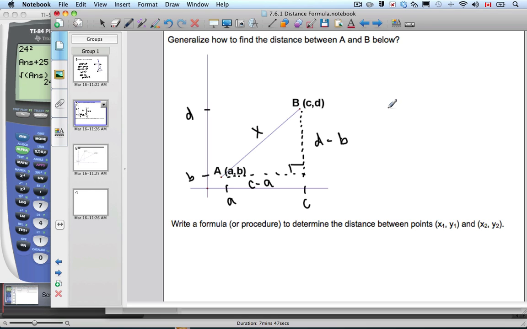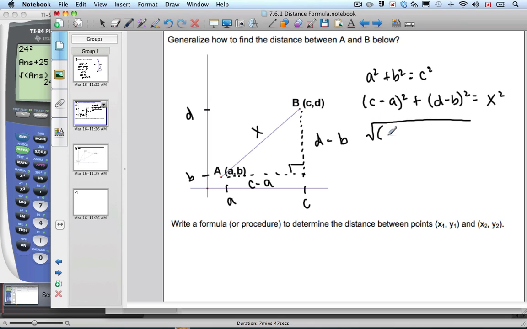If we want to find X squared, we just square our D's and B's. Let's see if this gets us anywhere. A squared, I'll call that the bottom leg here, plus B squared, which is D minus B, squared, equals, instead of C, X squared. And so X is just the square root of all that: the square root of C minus A squared plus D minus B squared.